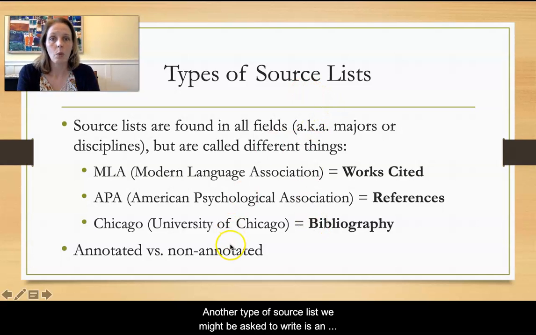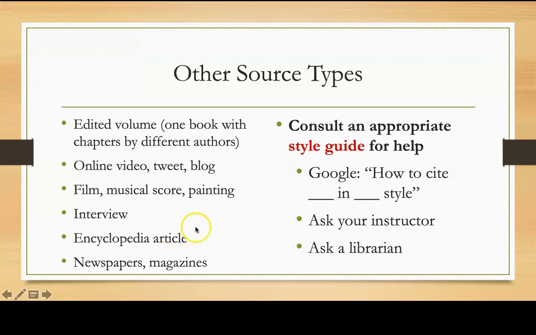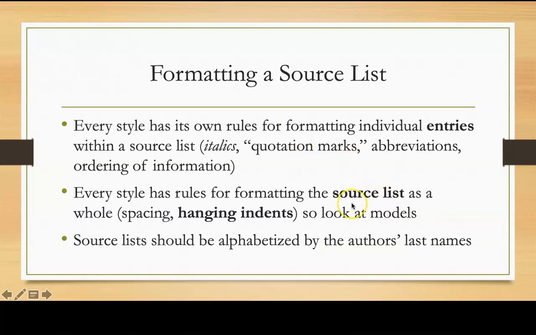Another type of source list we might be asked to write is an annotated bibliography, and I'll explain that in just a second. So as you can see from this list, there are a lot of different types of sources you might find yourself needing to cite. You should always consult the appropriate style guide for help. You can ask instructors, you can ask a librarian. The easiest way is probably just to Google, how do I cite a film in MLA style, or something like that. Here are a few quick notes about how to format a source list.